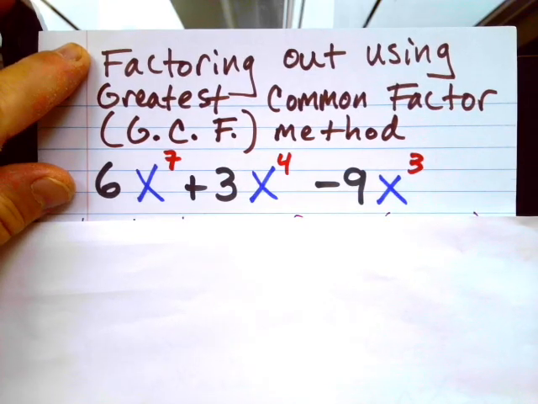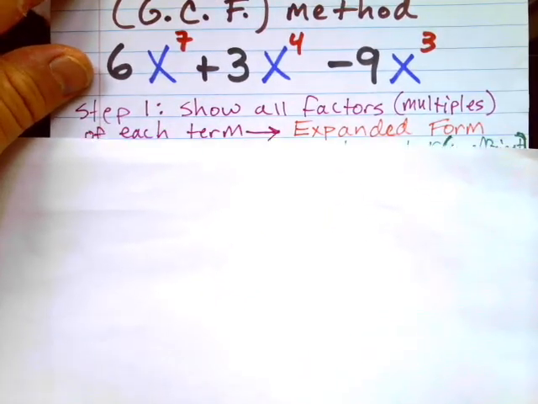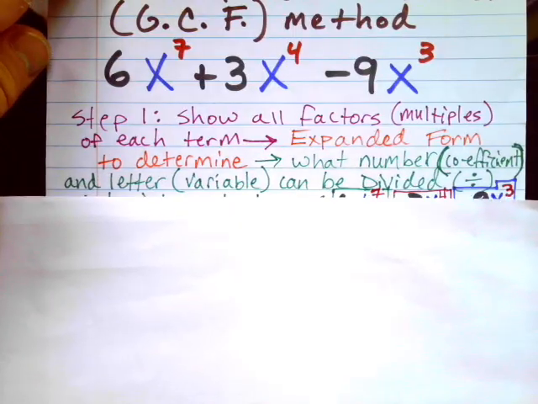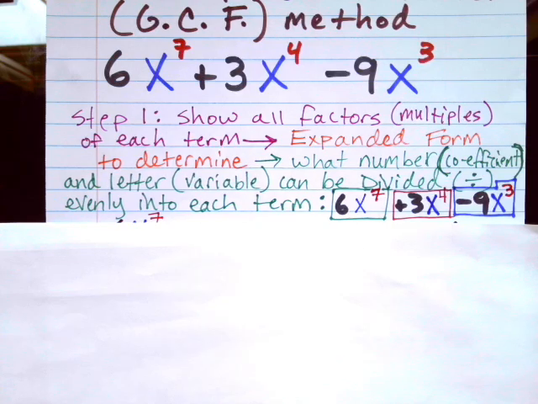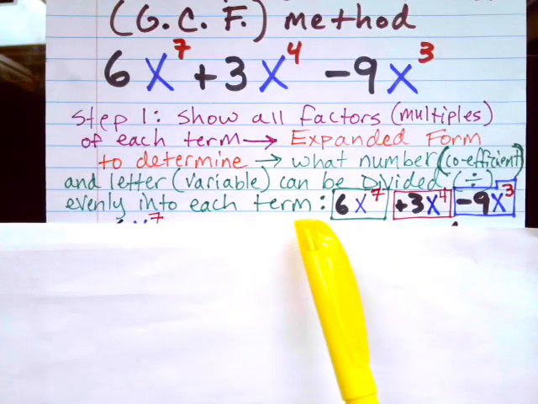I'd also like to show you the expanded form method for those of you that may not be familiar with what terms can be divided evenly. So again, show all factors multiplying up for each term, expanded form, to determine if you need that help. No problem doing that. It's absolutely equivalent. What number or coefficients and letter, the variable, can be divided evenly into each of the terms, right?